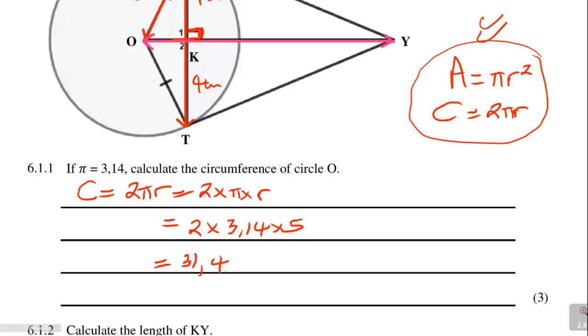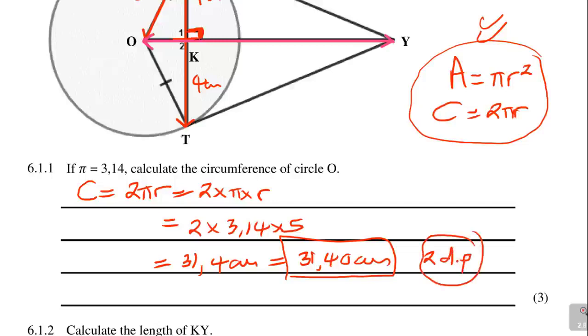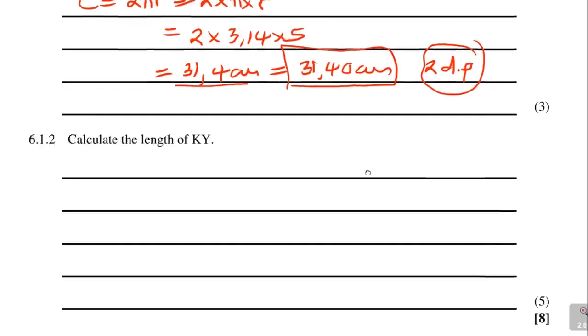31,4. Now, what are we dealing with? With centimeters. But if they say to 2 decimal places, you know that you're supposed to write it like this. 31,40 centimeters. This is the actual answer in 2 decimal places. You understand? They will mark you wrong if you say 31,4, because this is 1 decimal place. So you just put a 0 after that to maintain the instructions to leave your answer in 2 decimal places.